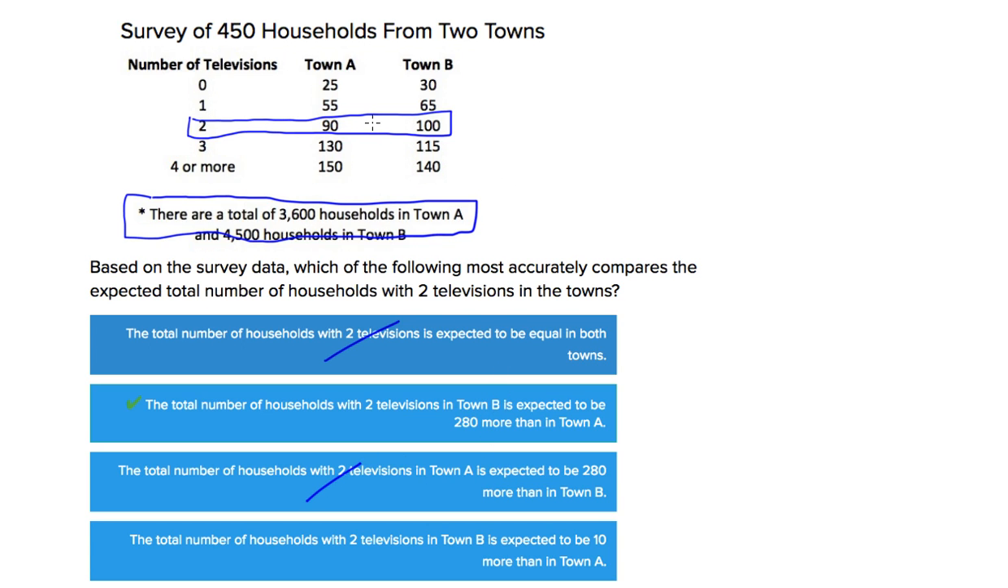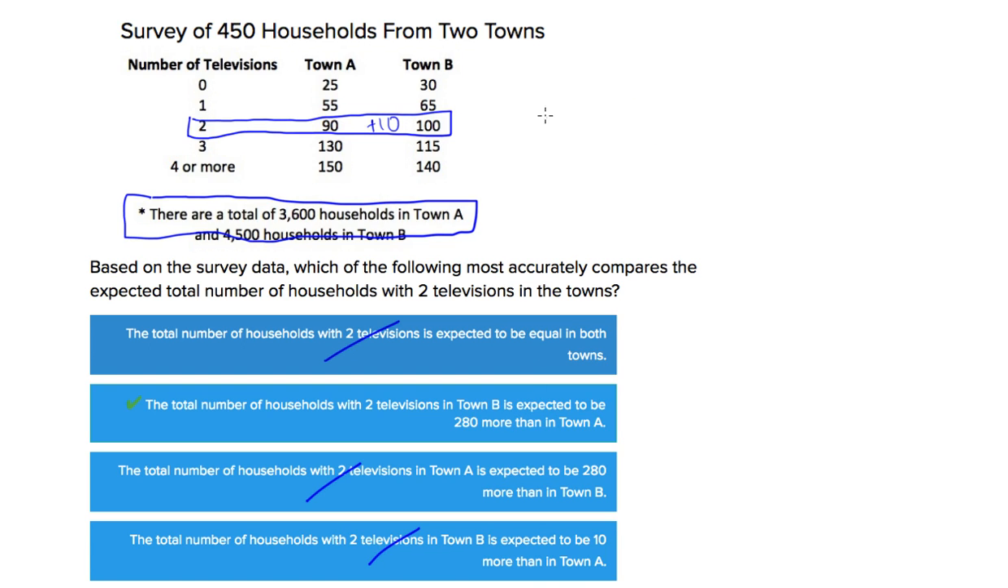Also, the difference here is 10, but that was just with this sample size. Given that Town B has a larger population, when we scale it up or extrapolate it out for the entire town, the delta between them is actually going to increase. So it has to be more than 10. It turns out that it's 280.